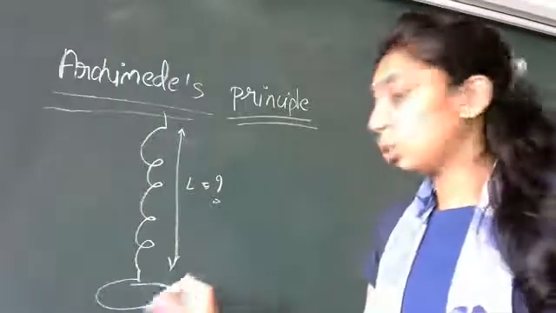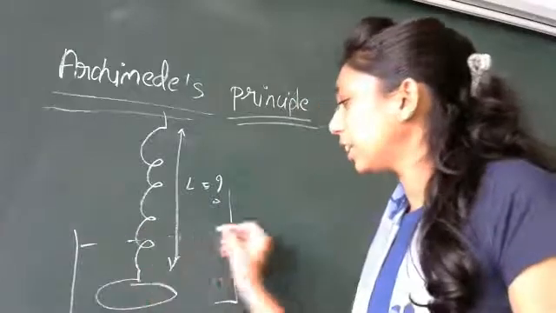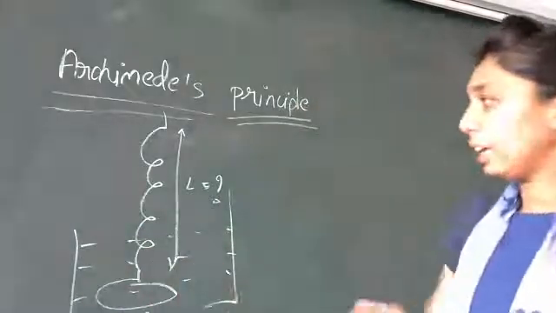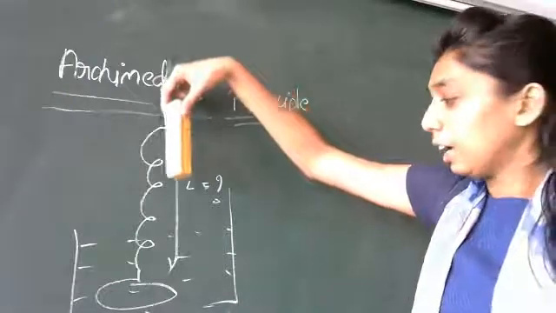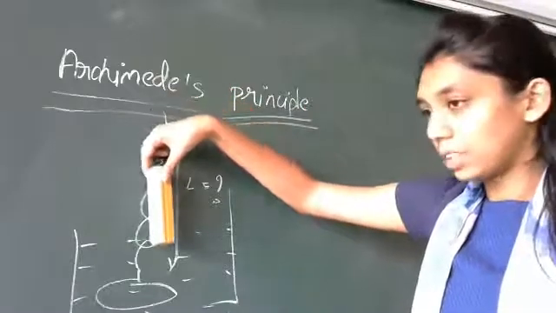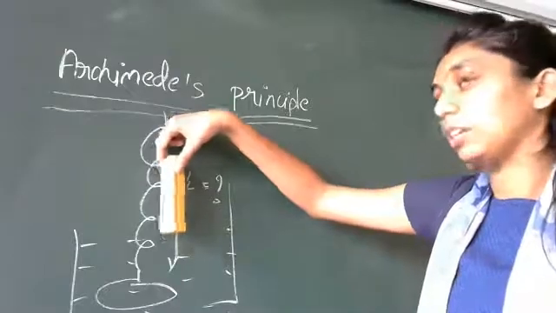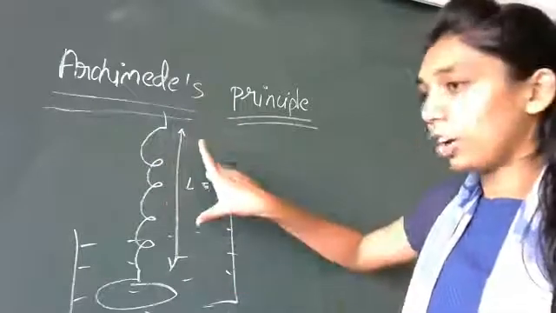After that reading, I will put this into a container containing water. Slowly I will lower the stone into the water. When I place it there, we can see some change: the spring's elongation. Now the spring is fully elongated.